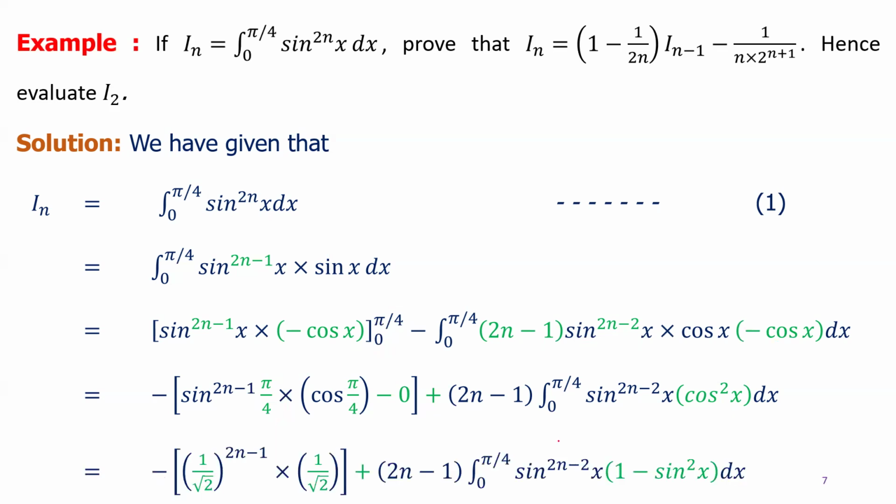We know the value of sin pi by 4 or cos pi by 4 is 1 upon root 2. So 1 upon root 2 whole to the power 2n-1 multiplied by the value of cosine, cos pi by 4, which is also 1 upon root 2, plus (2n-1) sin^(2n-2)x into cos^2 x, which can be replaced by 1 minus sin^2 x, because sin^2 theta plus cos^2 theta is equal to 1.